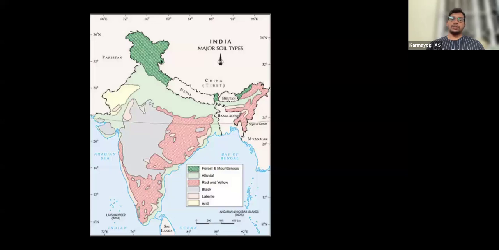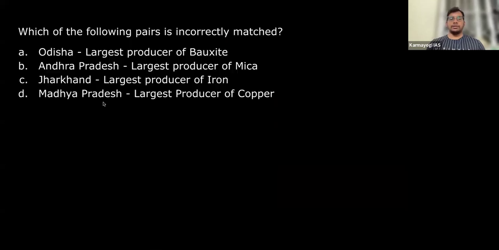Forest mountain soils are usually located in the Himalayas. Alluvial soils are mostly located in the northern plains. Then comes red soil. Red soils are in the Deccan Plateau and then the Eastern Plateau. Here we have iron ore and all, right? So here we have red soils. Black soils are in the Deccan Plateau. In the Southern Peninsula, we have red soils, but in the Deccan proper region, we have the black soils. Arid soils are located in the Rajasthan region. Fine, this is also important.